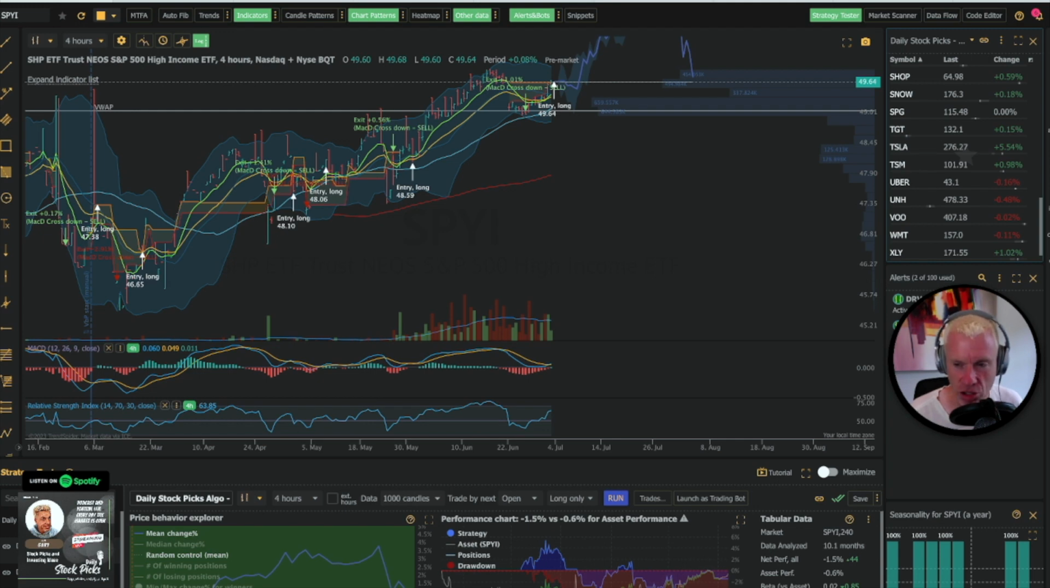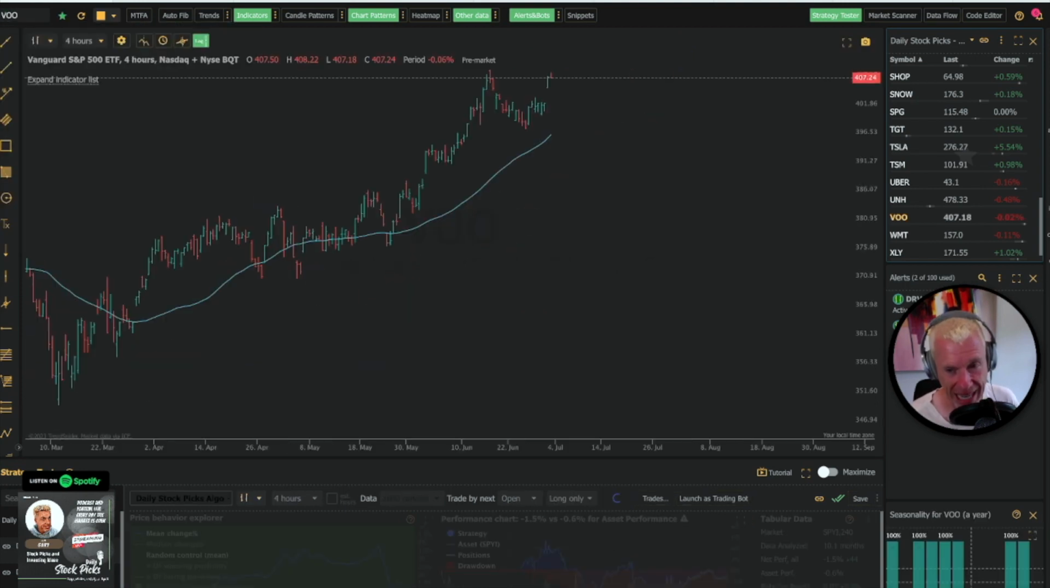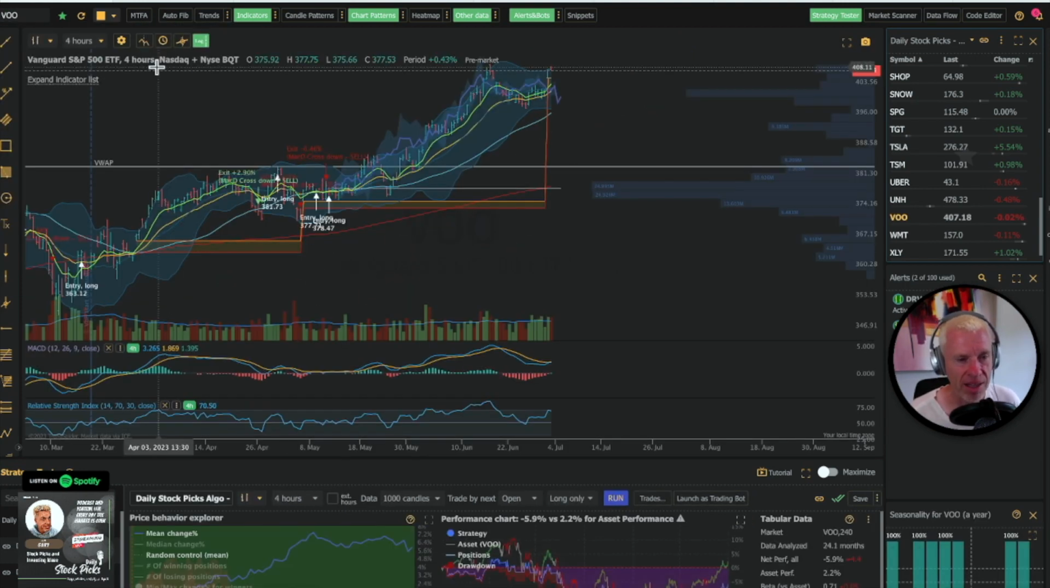You got a whole bunch of spider sectors, a whole bunch of low-cost Vanguard ETFs, including VOO, which is in our core portfolio as well. This is a secondary cross-up here. Again, you had the MACD going down. It's coming back up again. So February is a good month.